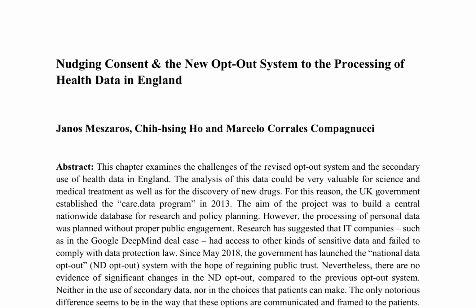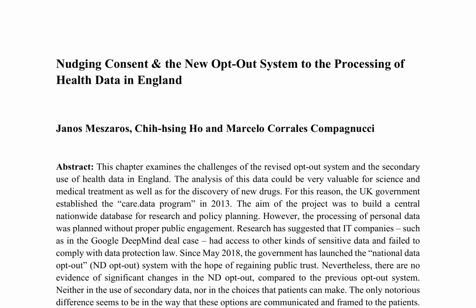The chapter under examination discusses the challenges of the revised opt-out system and the secondary use of health data in England, focusing on the behavioral law and economics literature, particularly the nudge theory. It highlights the importance of understanding the psychological traits of human behavior and a variety of other factors such as emotional, social, and cognitive as the overarching framework to discuss legal issues.